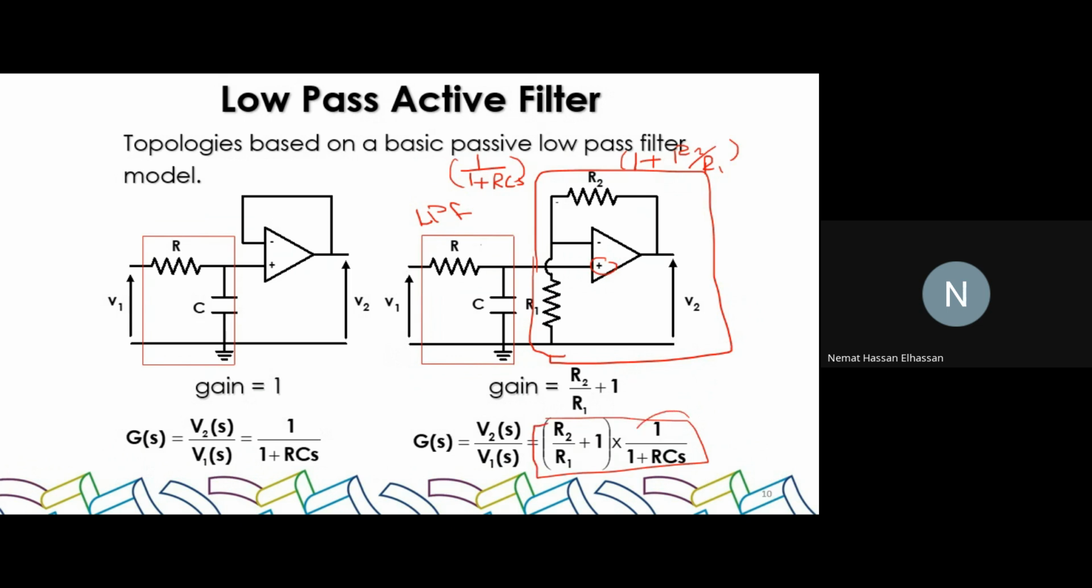So you'll notice this is the filter, and this is pure gain. Ideally, the op-amp doesn't do any filtration. It just enhances the output value. Clear? Now, let's look at the circuit on the left.